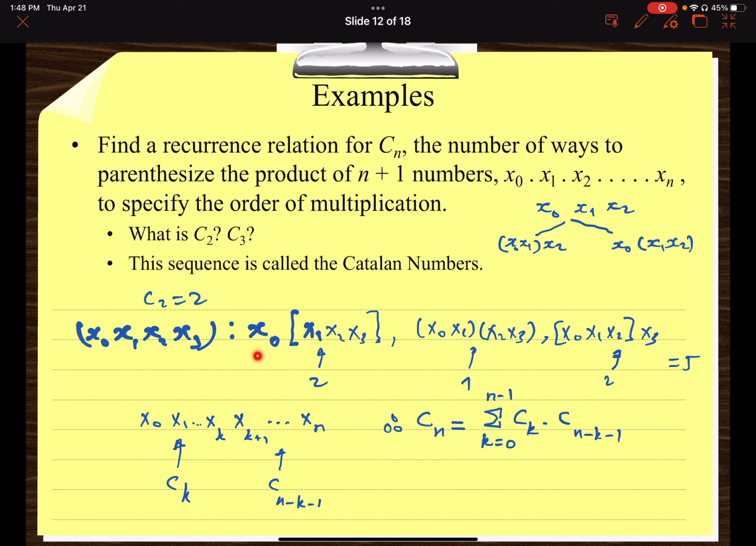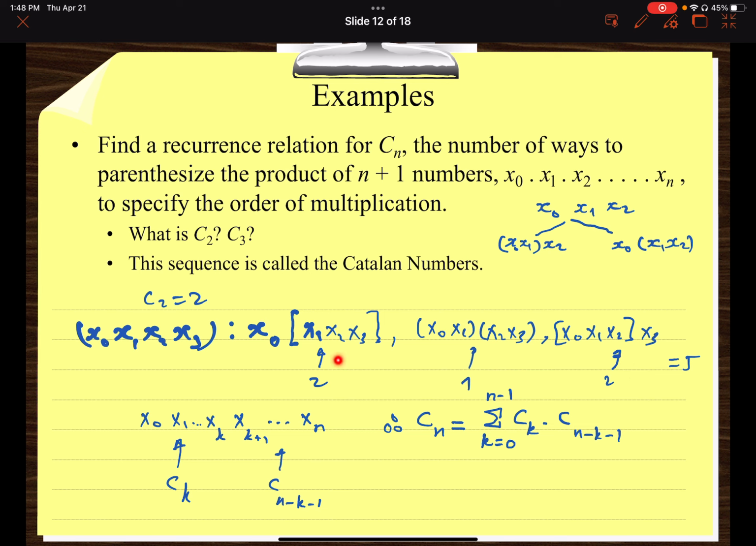Just like here. Here k is equal to 0. Here k is equal to 1. Here k is equal to 2. 2 plus 1 plus 2 is equal to 5, right? So that tells us that we need to find the initial conditions.